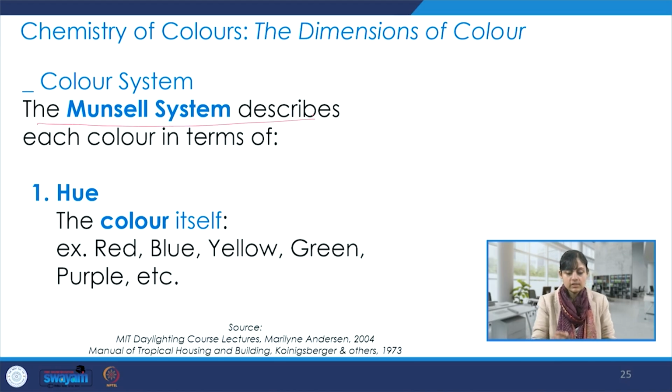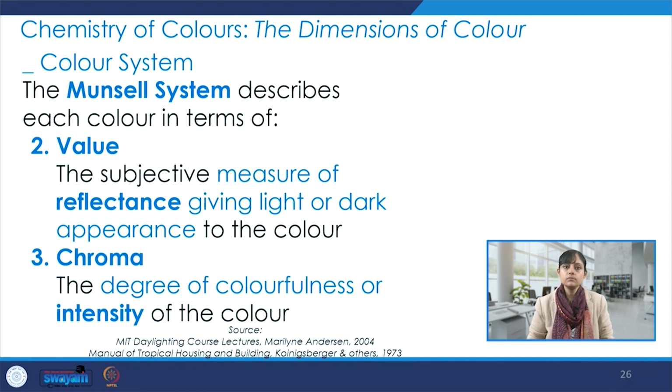The Munsell color system describes each color in terms of, first one is hue, which is the color itself. Red, blue, yellow, green, purple, and so on. Second one is the value, the subjective measure of reflectance, giving a light or dark appearance to the color. And then there is chroma, which is the degree of colorfulness or the intensity of the color.